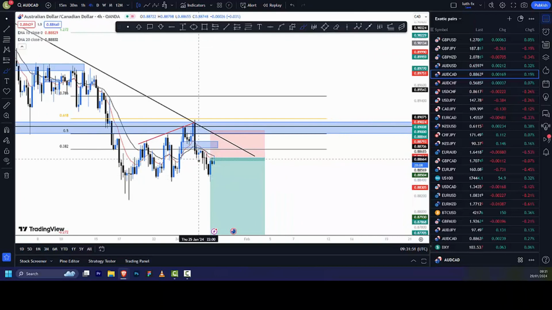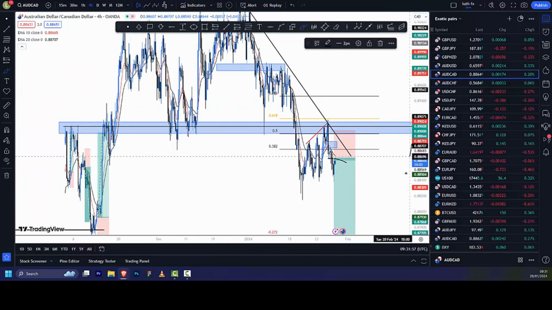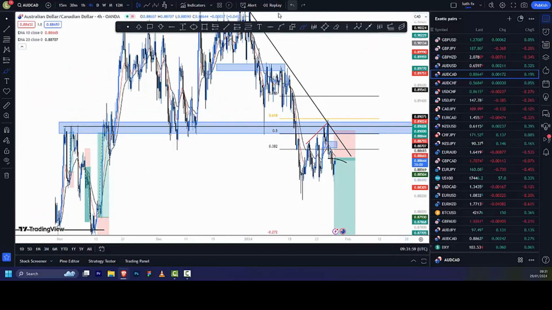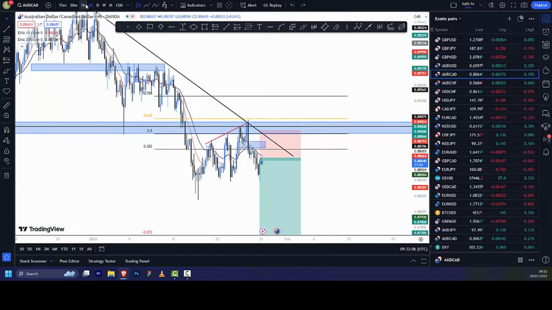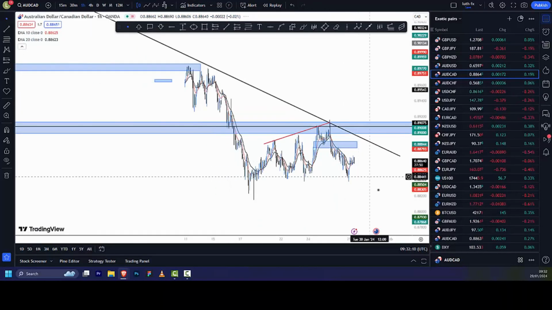Now, as you can currently see, price is retesting a previous support, now resistance, again. This is a mini structure on the lower time frame that when you go down further, you're going to be able to see the detailed version of it. Let me just go on the 1 hour time frame. You'll be able to see the detailed version of what I'm trying to explain here.